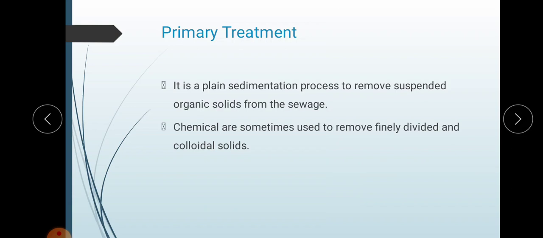So the next stage is primary treatment. Here it is a plain sedimentation process to remove the suspended organic solids from the sewage, after preliminary treatment we go for primary treatment. This plain sedimentation is done to remove the suspended organic solids from the sewage, and chemicals are also sometimes used to remove finely divided and colloidal solids. Okay, that is primary treatment.